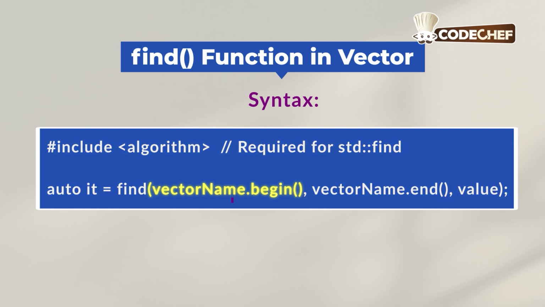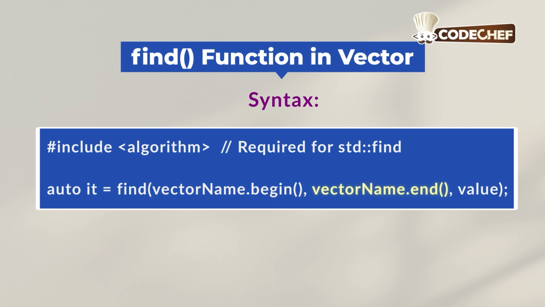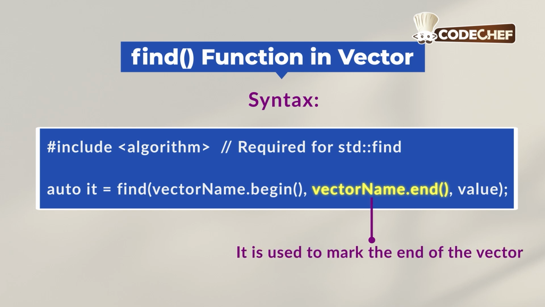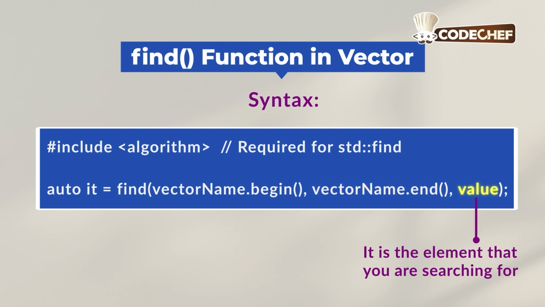So here vectorname.begin() points to the first element in the vector, like a pointer to the first memory location of the vector. Then vectorname.end() points just past the last element. It is used to mark the end of the vector. Then value is the element that you are searching for.